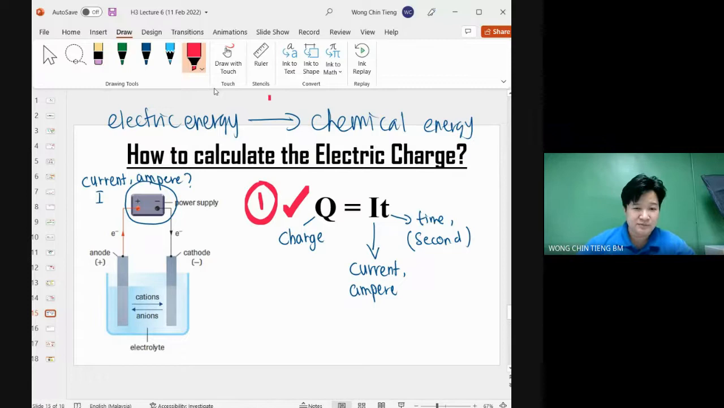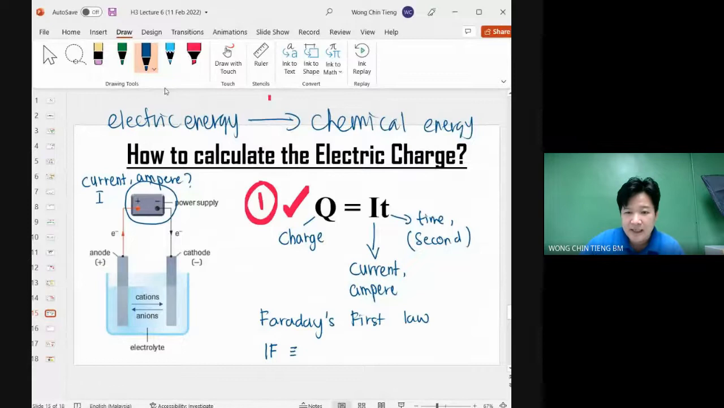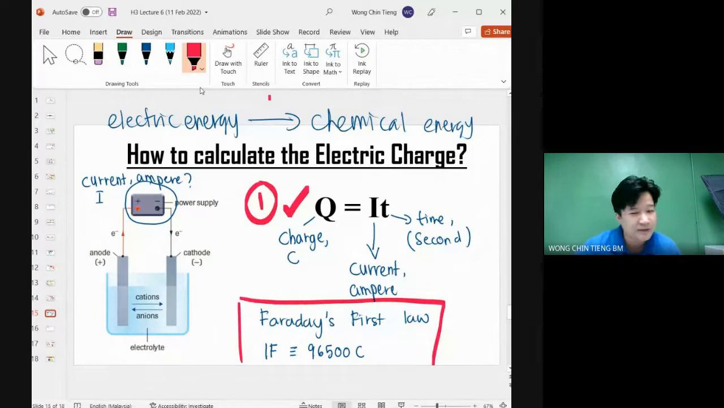Before I move on to your Q equals to It, we look at your Faraday first law a bit. Okay, saya nak ajar sikit je, saya nak buat satu contoh. Faraday first law tak ada apa konsep dia, satu je konsep dia yang saya nak ajar. Satu Faraday sebenarnya bersamaan dengan 96500 coulomb. Your charge, charge kamu dalam unit coulomb. Alright, see. Semua setuju kan? Okay, that is your Faraday first law yang setakat ini kamu kena tahu. Tak ada apa, yang tu je saya nak ajar untuk Faraday first law sebelum saya masuk calculation.